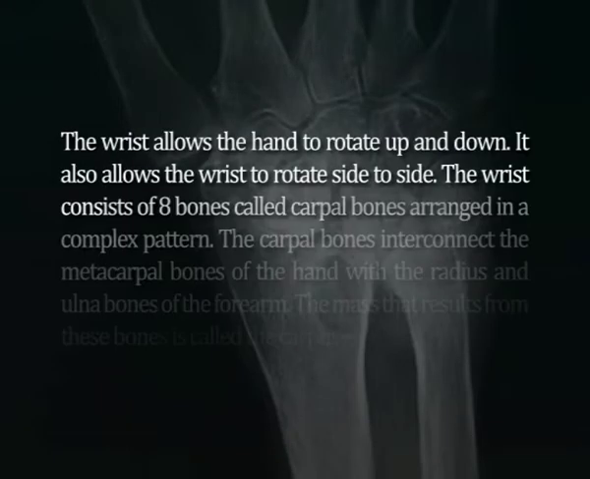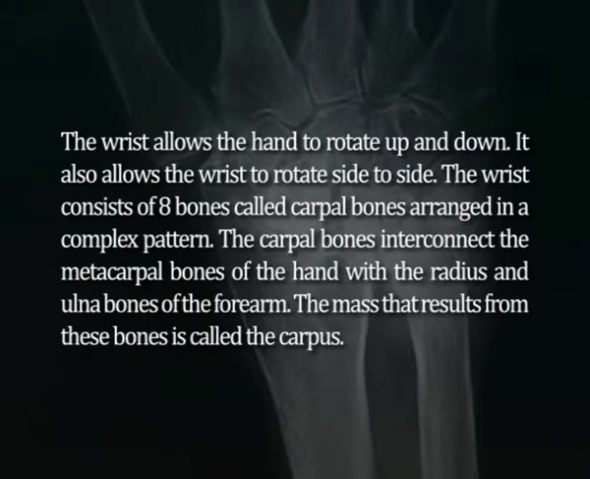On the other hand, the wrist is a complex set of bones connecting the lower arm with the hand. It provides considerable movement of the hand. The wrist allows the hand to rotate up and down. It also allows the hand to rotate side to side.